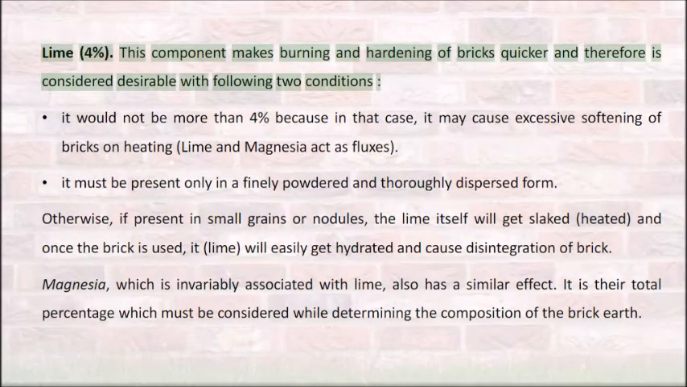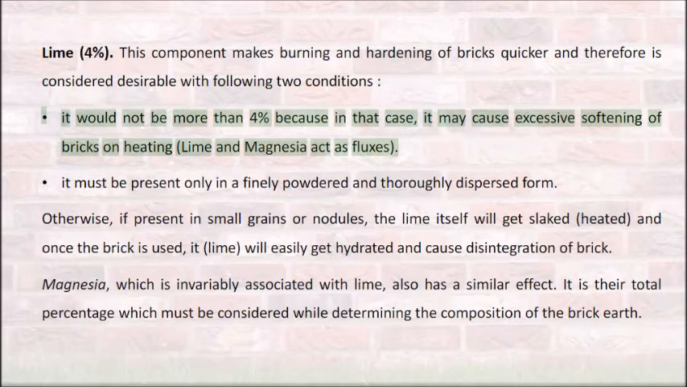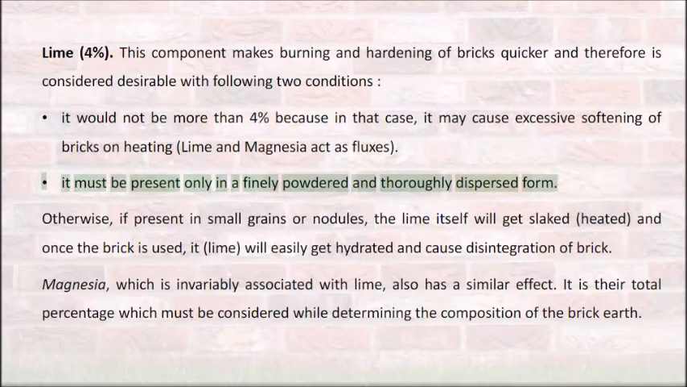Lime, 4%. This component makes burning and hardening of bricks quicker and therefore is considered desirable with the following two conditions. It should not be more than 4%, because in that case it may cause excessive softening of bricks on heating. Lime and magnesia act as fluxes. It must be present only in a finely powdered and thoroughly dispersed form.